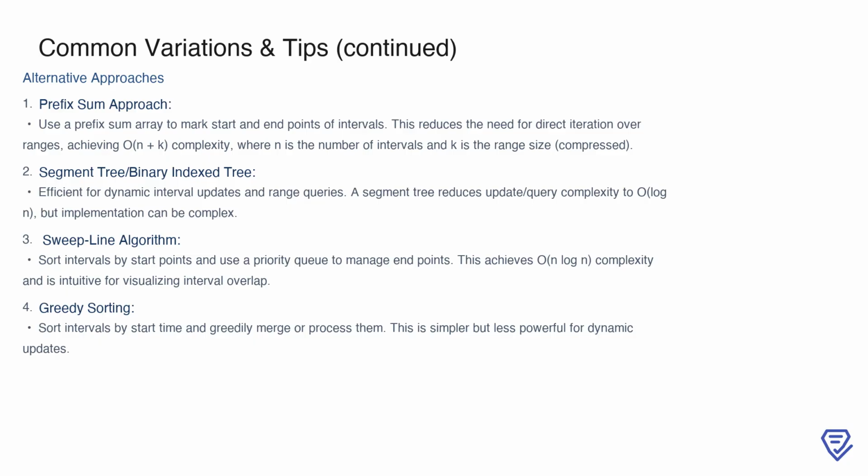The sweep line algorithm is another strong option. By sorting intervals based on their start points and using a priority queue to manage endpoints, you can efficiently handle interval overlaps with a time complexity of O(n log n). Finally, a simpler but less flexible approach is greedy sorting, where you sort intervals by their start times and process them sequentially. While this works well for static problems, it may not be suitable for dynamic updates. Each of these methods has its strengths and is worth understanding to apply effectively in different scenarios.